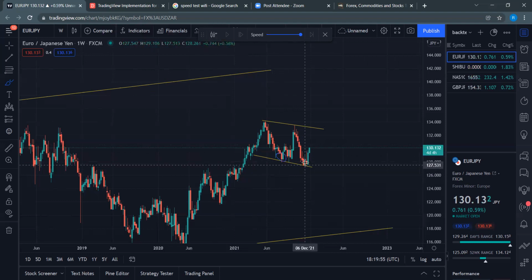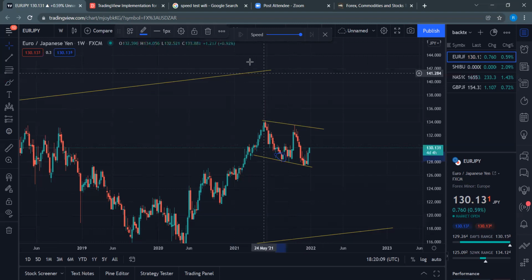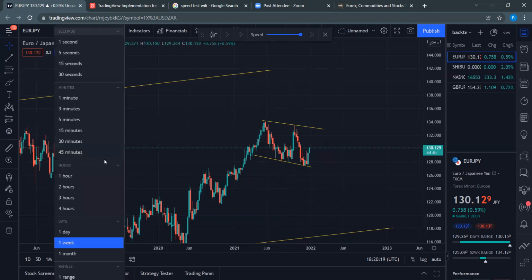Now here, when we get to the bottom, we got these tweezer bottoms. And then after that, we got a high test candle, which shows that the market will be ready to reverse. Then we get the bullish engulfing on the weekly. So the bullish engulfing confirms our buy setup on the weekly.